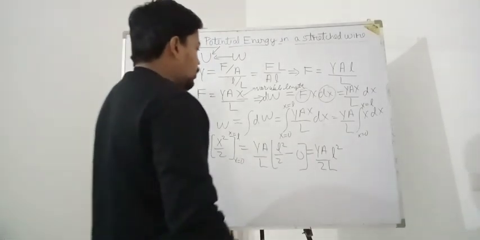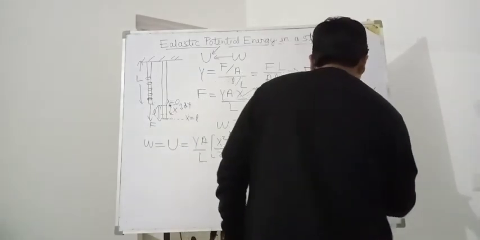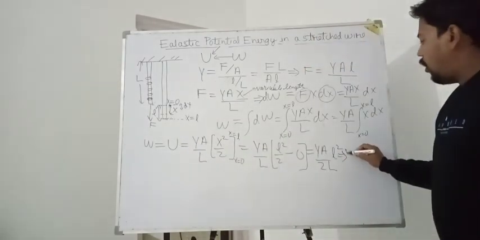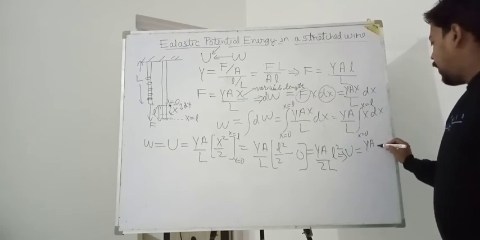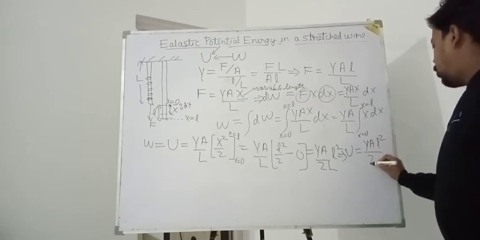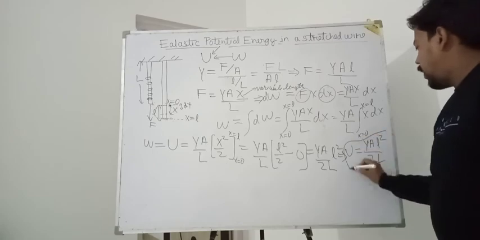Okay. So now this is very important for us. This value for potential energy of a stretched string is very important. That is gamma into A into L square upon 2 into L. This we have to remember.